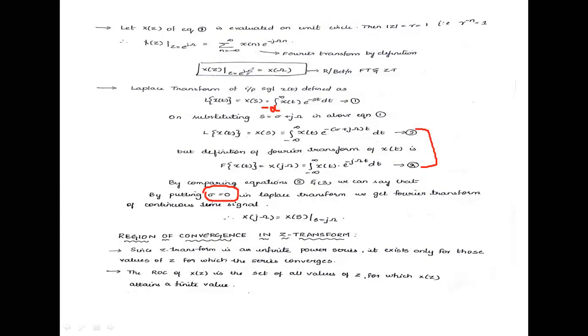And when z is equal to e^(jω), it is equal to the Fourier transformation. The z transform is related to the Fourier transformation, and the Laplace transformation is related to the Fourier transformation. By replacing z with e^(jω), it is converted to the Fourier transform. And in the Laplace transformation, substituting s equal to jω, the Laplace transform is converted into the Fourier transformation.